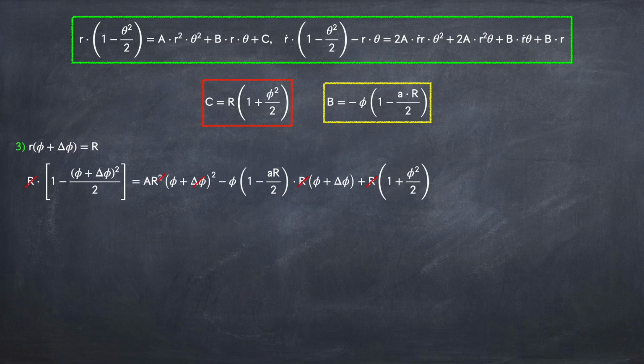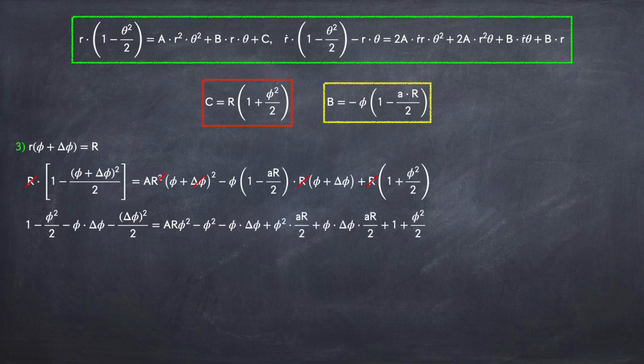Now I'm going to expand out all of the parentheses and let's see what cancels. First off, we have a 1 on both sides. Then we have, on the left-hand side, negative phi squared over 2, and on the right-hand side, we have negative phi squared plus phi squared over 2, which is equal to negative phi squared over 2. So these three terms cancel. Then we have a negative phi times delta phi on both sides.